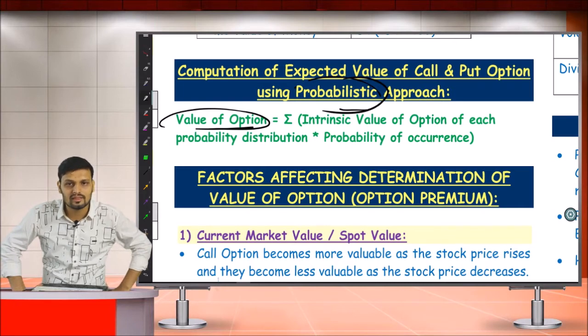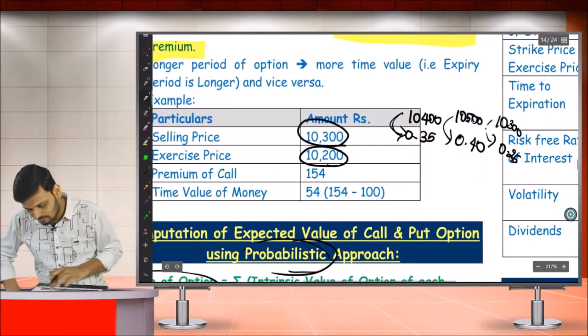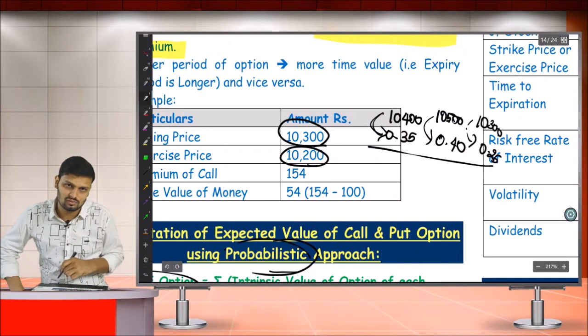Generally, there are various methods to calculate value of options. So you just need to wait a little bit so that I can clarify the other methods to value options. But this method of computing it was the probabilistic approach.